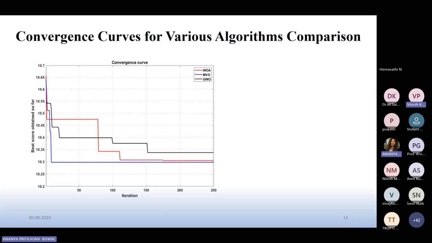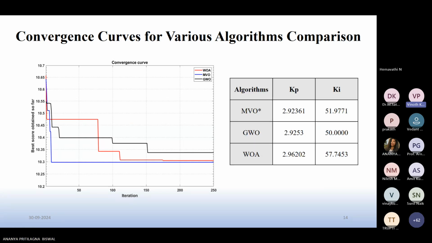These are the convergence curves for various algorithm comparisons. We have done three optimization algorithms: multiverse optimization, gray wolf optimization, and fuel optimization algorithm. The best results we got are from MVO, that is the multiverse, as it has the lowest convergence rate. It converges faster as compared to the other two.